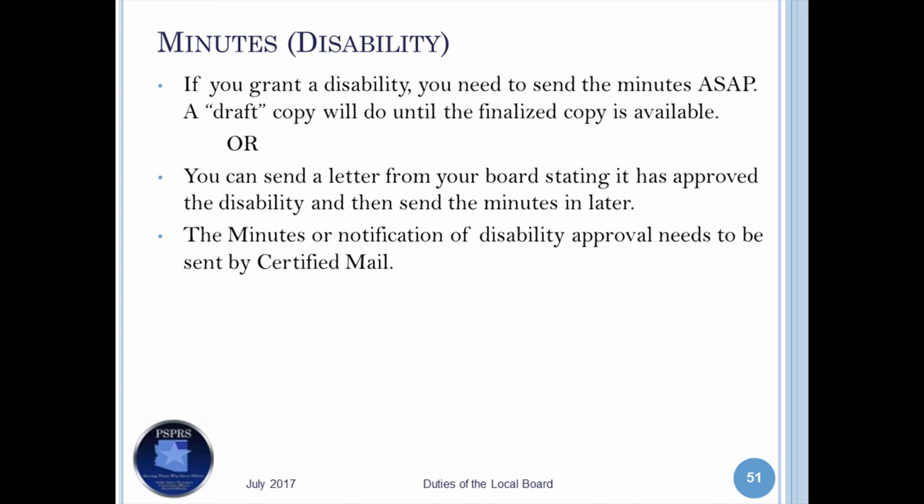Minutes on the disability. If you get granted disability, send the minutes in as soon as possible. Put draft at the top, especially. You can send a letter from the board stating you've approved the disabilities. The minutes will be coming later. But by law, we cannot pay that disability unless we have notification from the employer. The notification on disabilities always should be sent by certified mail.